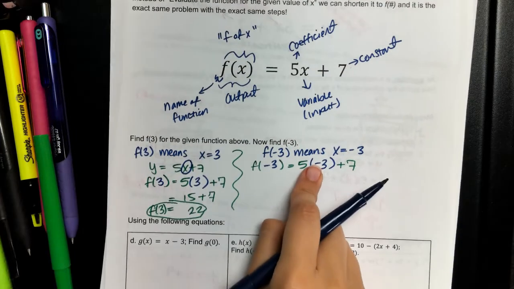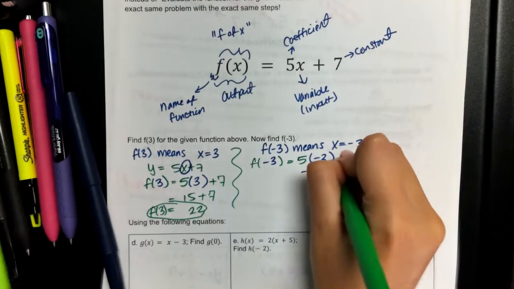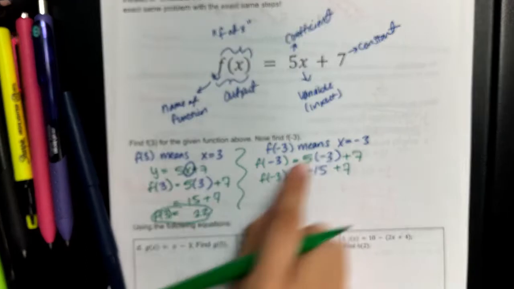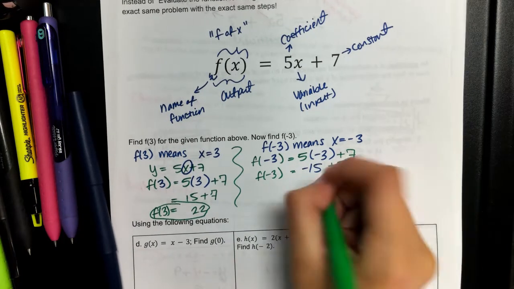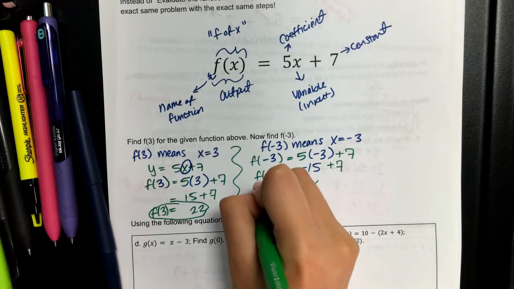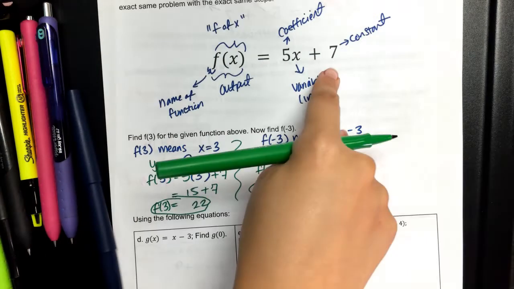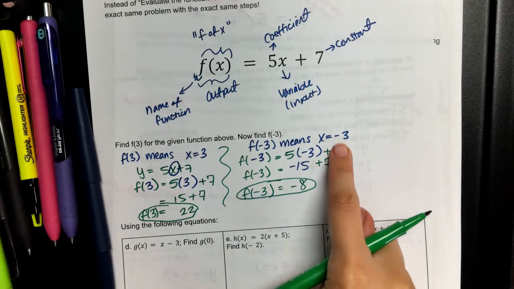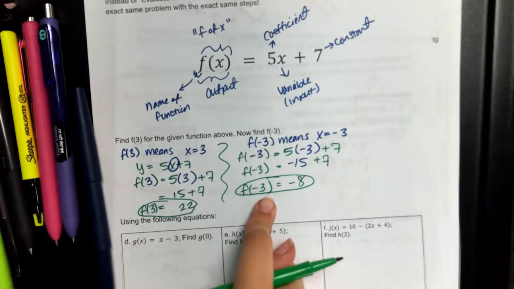5 times negative 3 is negative 15. And then I solve. Now be careful. 15 plus 7 is 22. Negative 15 plus 7, since 15 is bigger, that means our answer is going to be negative, and it's going to be negative 8. So for this equation, when x equals 3, we have an output value of 22. However, we can also have an input value of negative 3. So when I put negative 3 into this equation, I get an output value of negative 8.